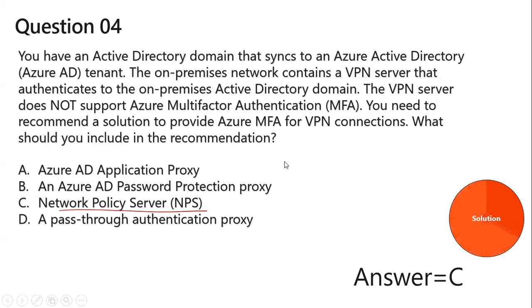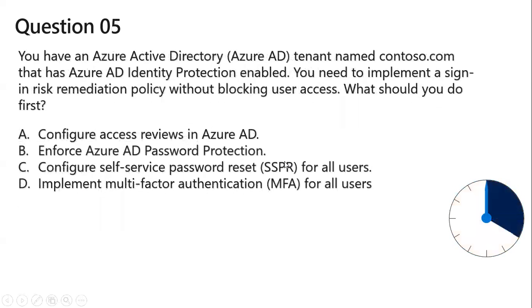Moving ahead to the next question. You have an Azure Active Directory tenant named Contoso.com that has Azure AD identity protection enabled. You need to implement a sign-in risk remediation policy without blocking the user access. What should you do?